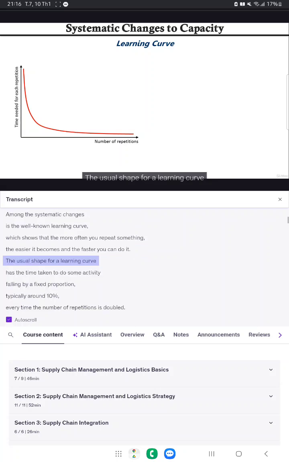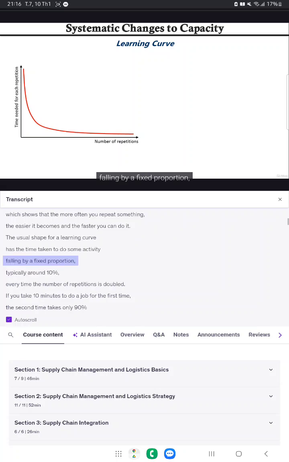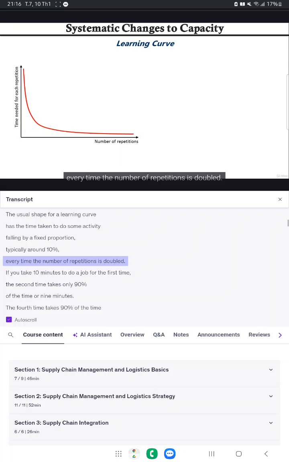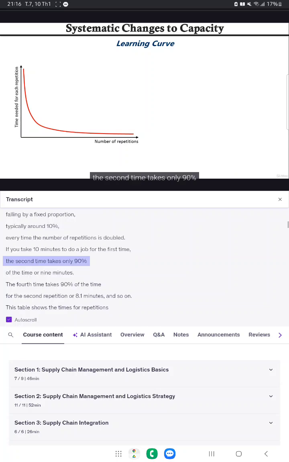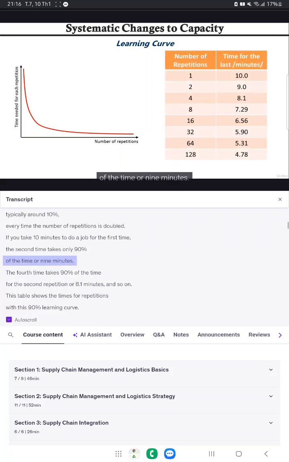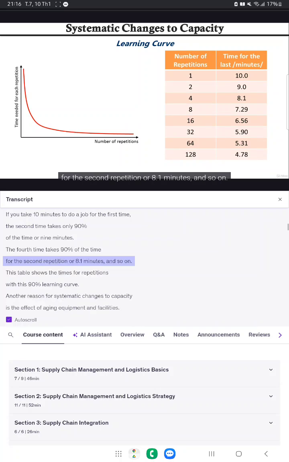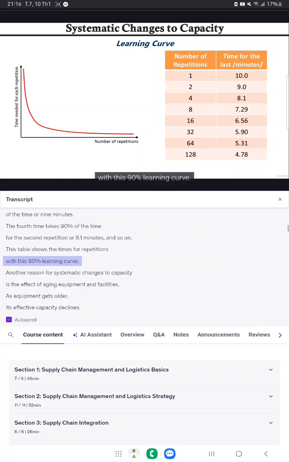The usual shape for a learning curve has the time taken to do some activity falling by a fixed proportion, typically around 10%, every time the number of repetitions is doubled. If you take 10 minutes to do a job for the first time, the second time takes only 90% of the time, or 9 minutes. The fourth time takes 90% of the time for the second repetition, or 8.1 minutes, and so on. This table shows the times for repetitions with this 90% learning curve.